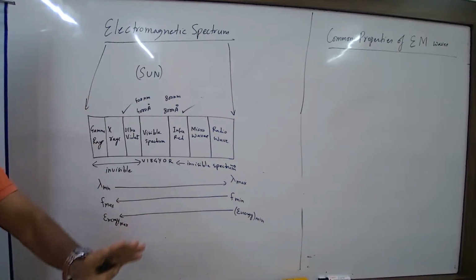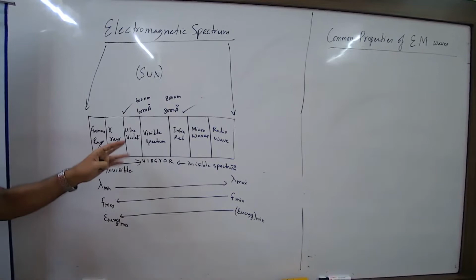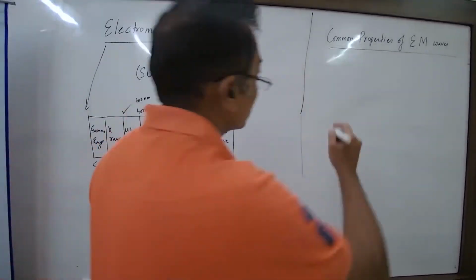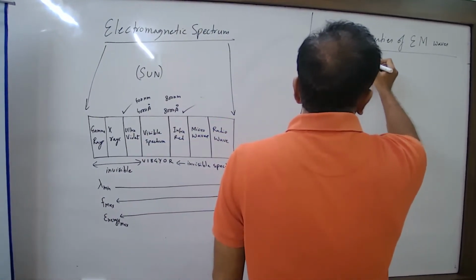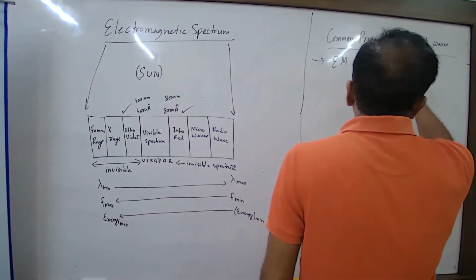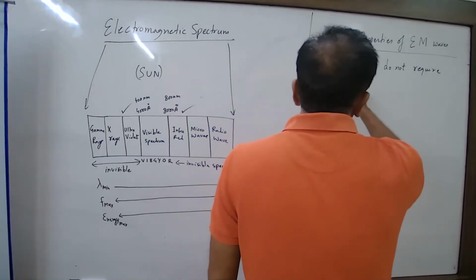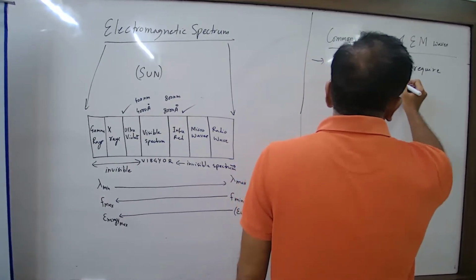It requires medium to travel. It is reaching your ear through air. If we are in vacuum, will you hear the sound? No. So sound is a different type of wave. Electromagnetic waves are different. They don't need medium to travel, right? So we'll write the common properties. EM waves do not require any medium to travel.